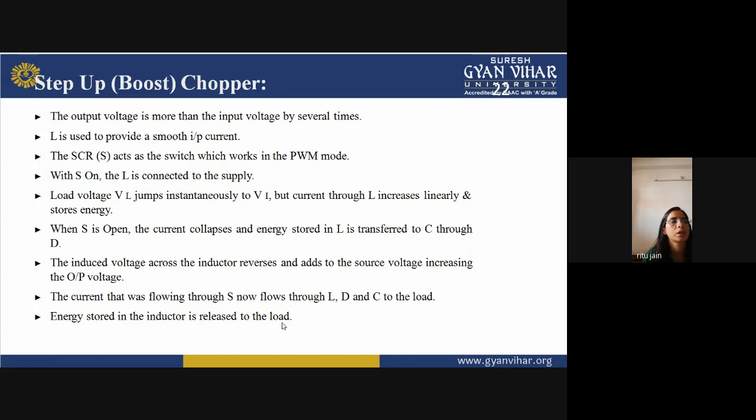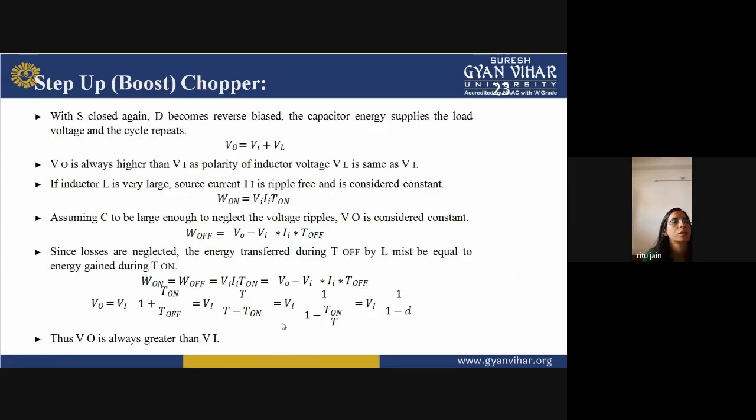When S is open, the current collapses, and the energy stored in L is transferred to C through the diode. So the induced voltage across the inductor reverses and adds to the source voltage, increasing the output voltage. The current that was flowing through S now flows through L, D, and C to the load. So the energy stored in the inductor is released to the load. When S is closed again, D becomes reverse biased and the capacitor energy supplies the load voltage and the cycle repeats. So V naught is equal to Vi plus VL.